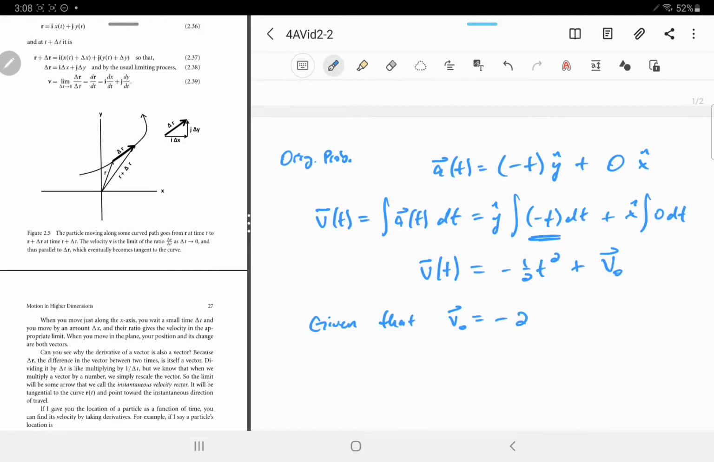Remember, we're assuming SI units. We're already sloppy right here, right? Second squared is not the same thing as meters per second. So that minus 1/2 really carries with it units. Meters per second cubed, because when you multiply by second squared, you get meters per second.